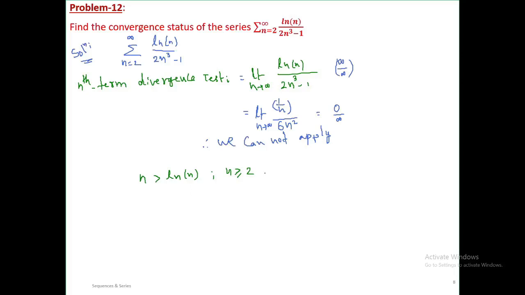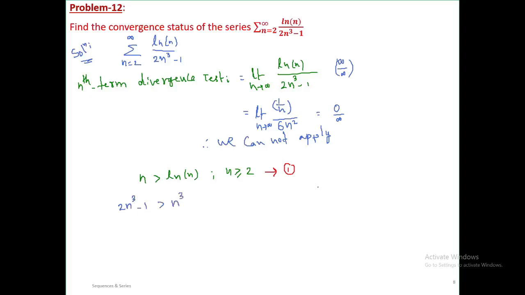Assume this is inequality number 1. Because there are two expressions, one is ln n and the second one is 2n cube minus 1, I want to generate bounds for that also. So next I am writing the inequality for upper or lower bounds for 2n cube minus 1. So 2n cube minus 1 is always more than n cube. Can I write that?